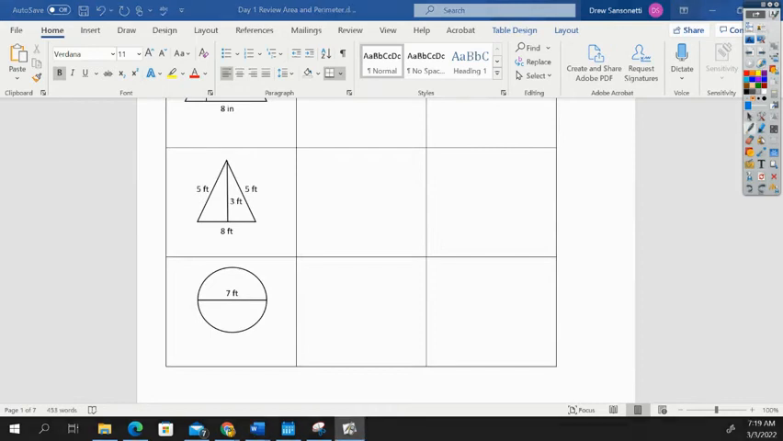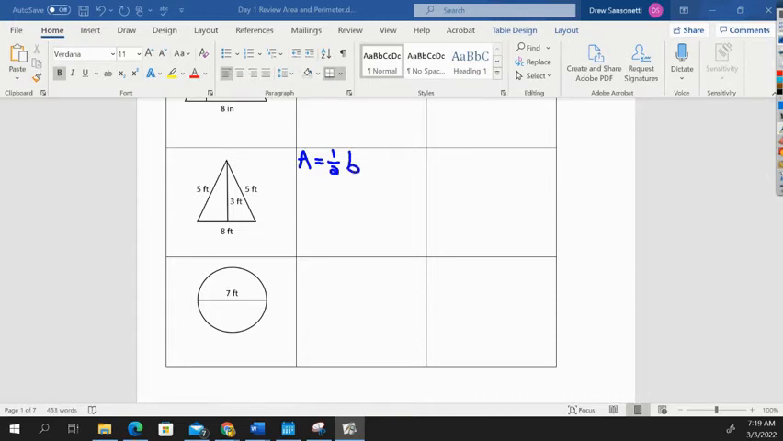So when we look at a triangle, the formula for a triangle for area is 1/2 base height. So A equals 1/2 base height. And if I look at this, the base is the bottom. So the base is 8. The height is how tall it is from top to bottom. That would be 3. So we're going to say 1/2 times 8 times 3.